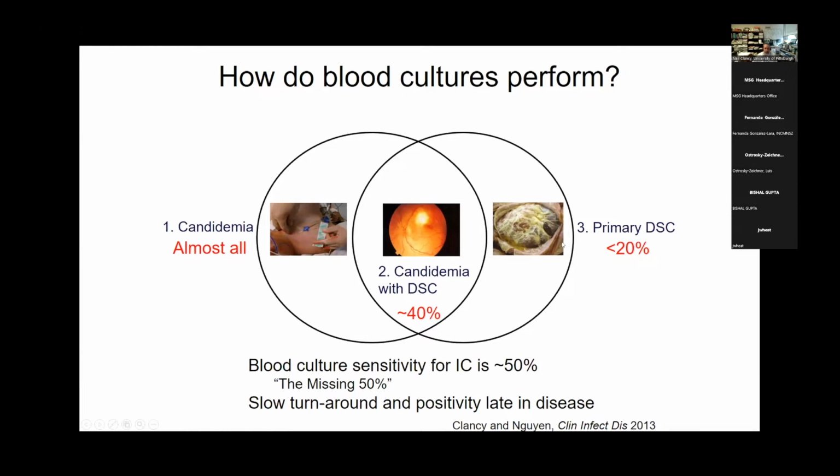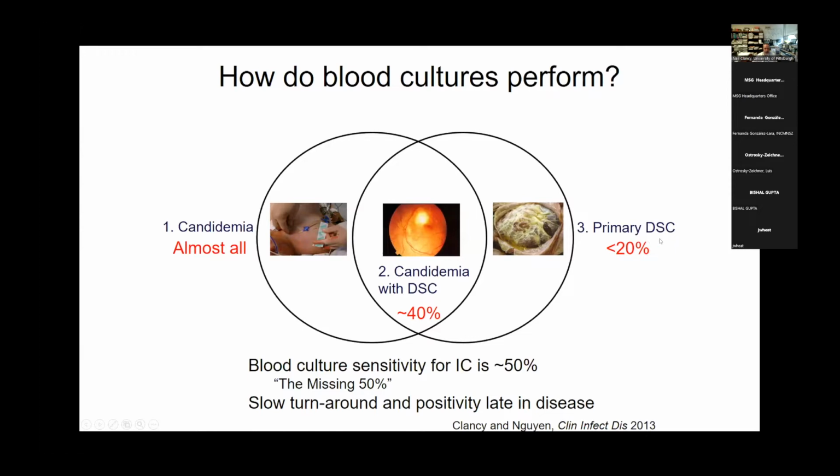And then there's a third entity, as in our case, where you get Candida introduced directly into a normally sterile body site, such as the intra-abdominal cavity. And 20% or fewer of these cases will have a secondary candidemia, but most of these are primary deep-seated infections without bloodstream involvement.